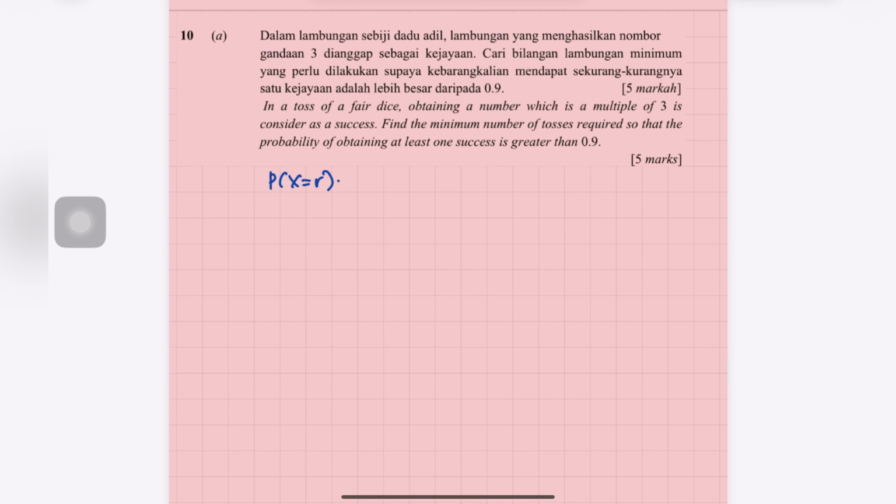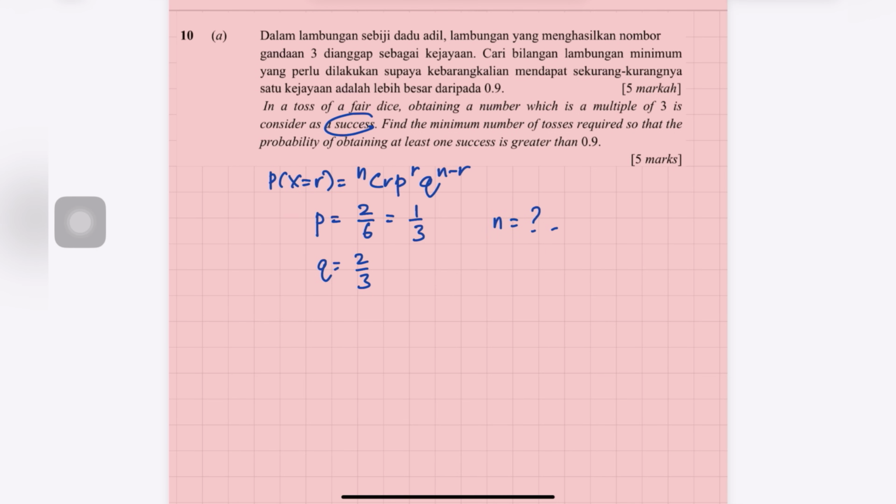P(X = r) equals nCr p to the power of r, q to the power of n minus r. Now the success is a multiple of 3. So the multiples of 3 are 3 and 6. So the probability of success is 2 over 6, which equals 1 over 3. Then q equals 2 over 3. Now we are going to find the number of tosses, so we want to find n. We don't know n.